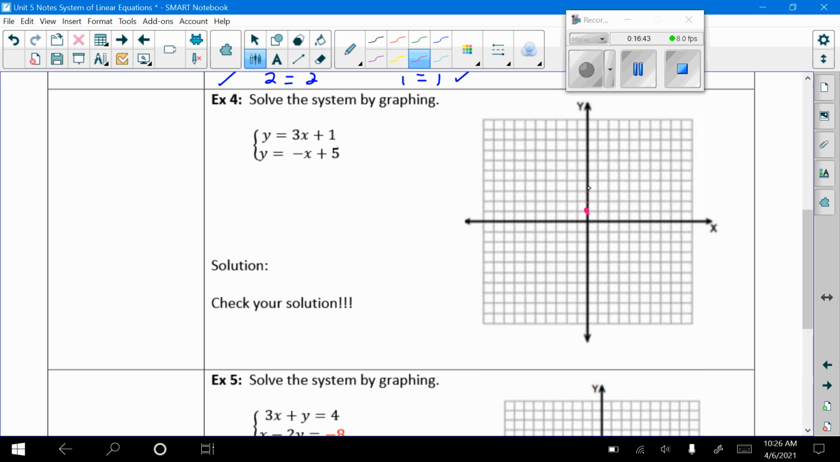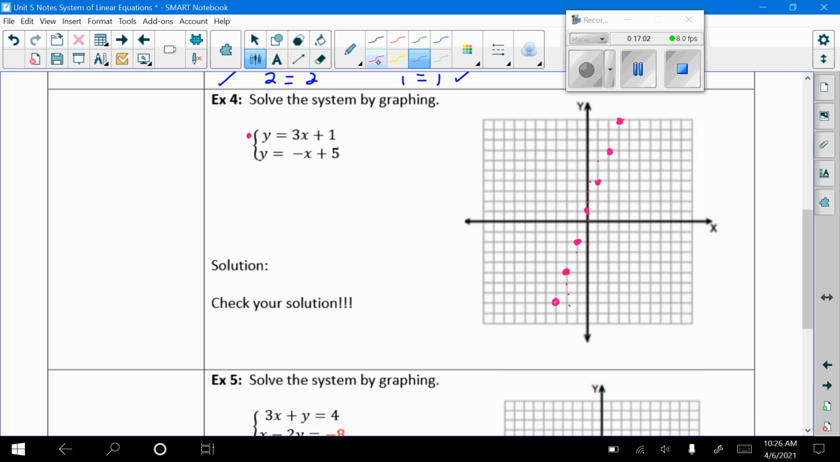Up 1, 2, 3 over 1. Up 1, 2, 3 over 1. Or exact reverse would be down 1, 2, 3, back 1. Down 1, 2, 3, back 1. Down, oops, I'm off the grid. And then, so I did that one in pink.